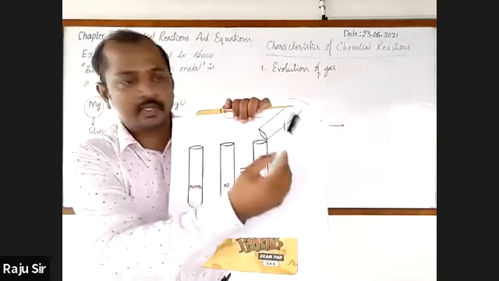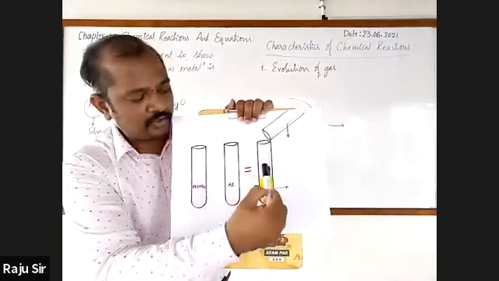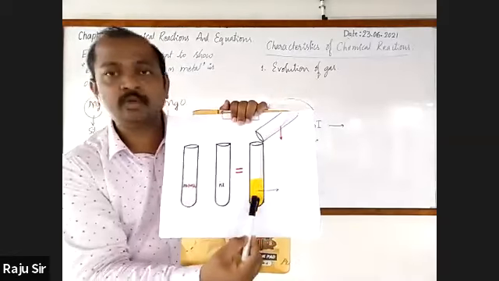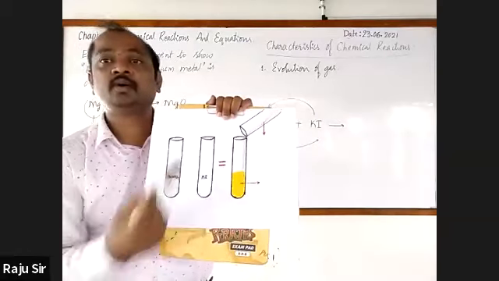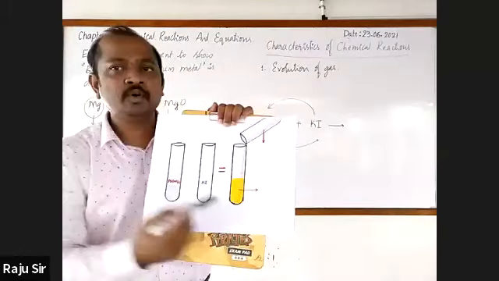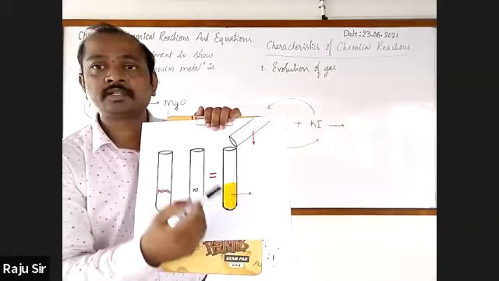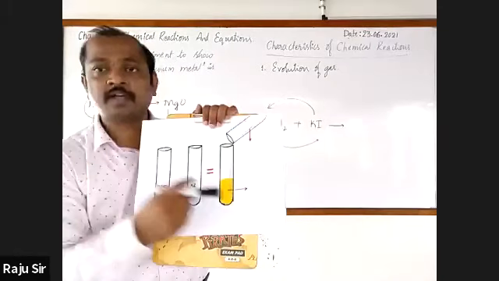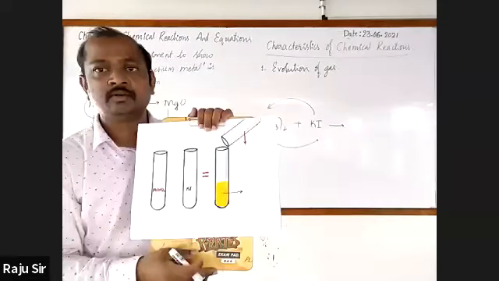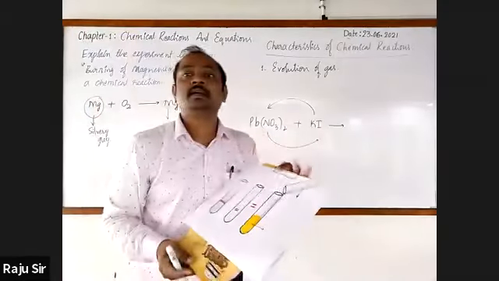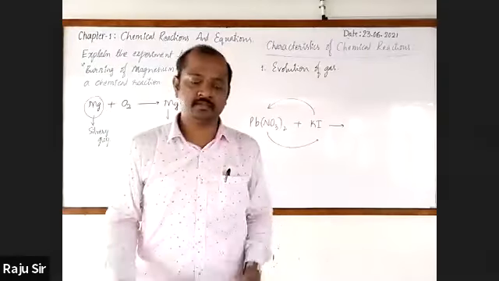Here, when this colorless solution is added to this colorless solution, you'll come to know it will immediately turn to yellow color. Do you know the reason for changing the color? It is because of the formation of one of the solid substances which is insoluble in the solution. Do you know what is that? It is called precipitate.